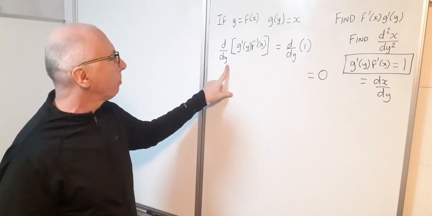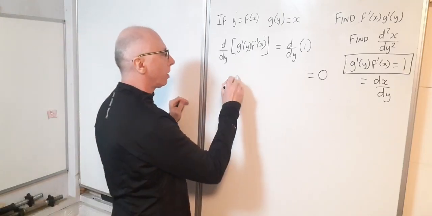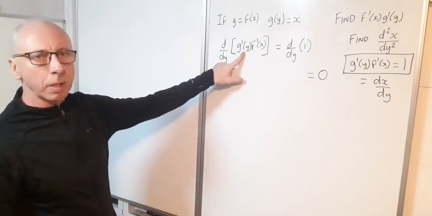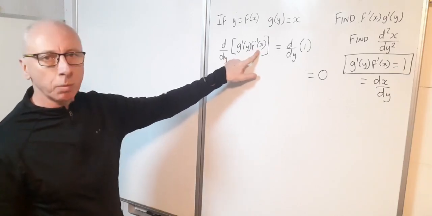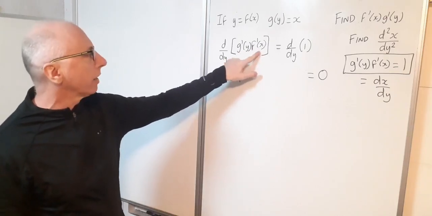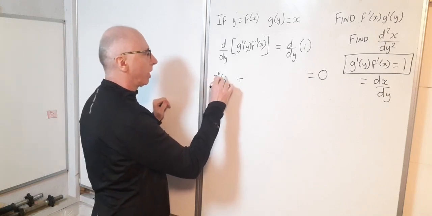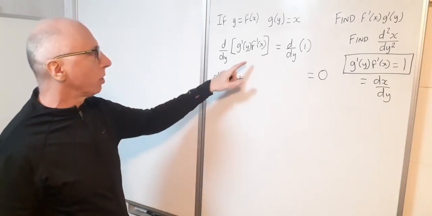First of all, with regards to y, let's break this up into two parts. So the product rule: if I differentiate this with respect to y, I'm going to get g double prime of y, and then I just multiply with that. So I take the derivative of that and keep that. So I've got g double prime of y, f prime of x. That's my first result.